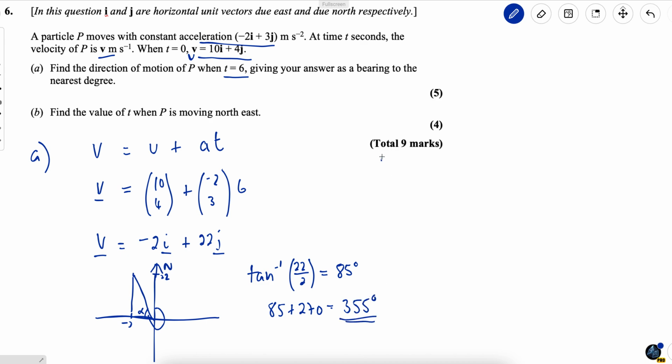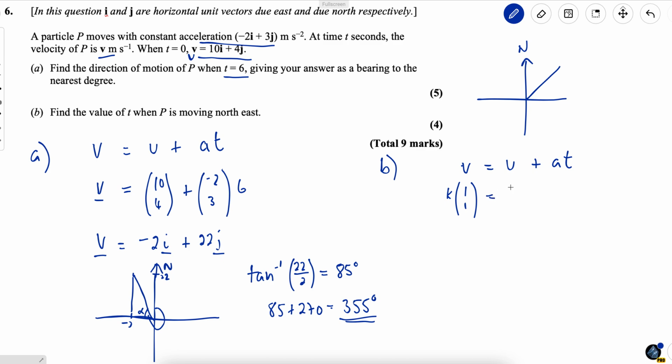For part B, find the value of t when P is moving northeast. So imagine again, your compass, northeast is perfectly diagonal in this direction, gradient of 1. So that means the i direction will be equal to the j direction. Now you can just find those and make them equal to each other, or I'll do it this way, that the velocity will be equal to, so I'm using v equals u plus at again. It will be a scalar multiple of the vector (1, 1).